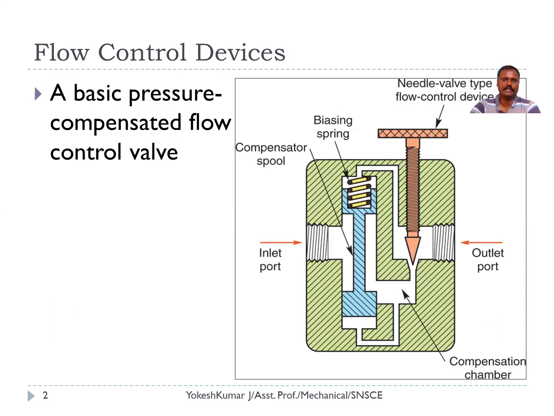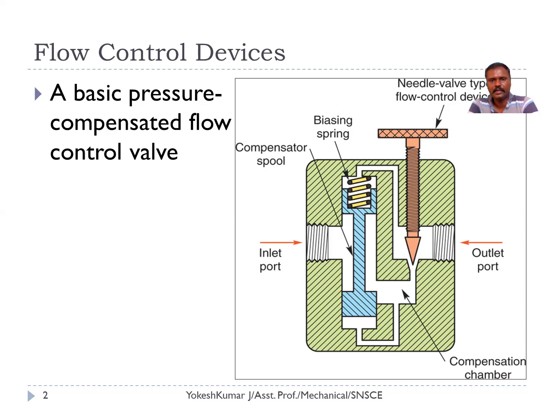Here I have enclosed the sectional view of a pressure compensated flow control valve. It is the basic type of valve where the pressure can be compensated with the help of a compensator spool. Coming to the construction, we have a valve body. Inside the valve body, we have openings and orifices. In the valve, we have an inlet port and an outlet port. The inlet port is connected with the circuit and the outlet port is connected with the system.